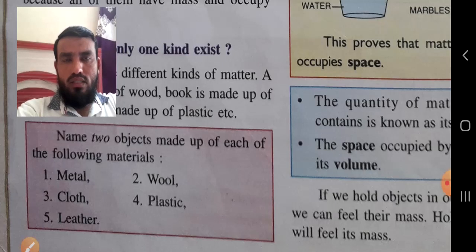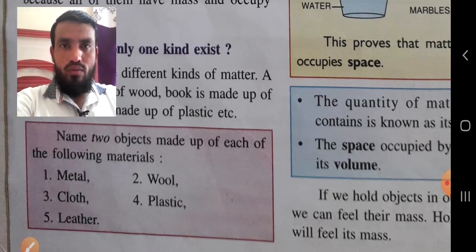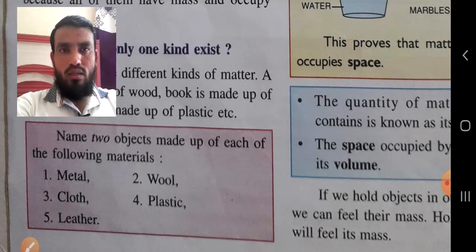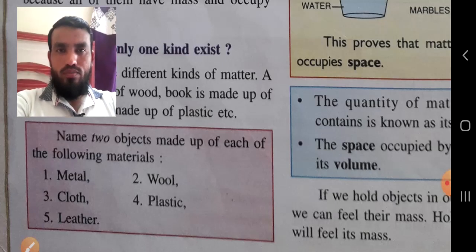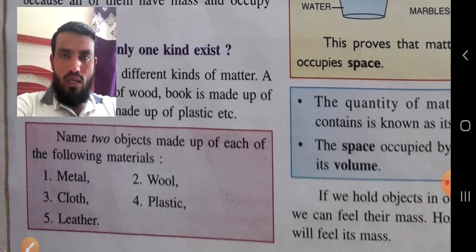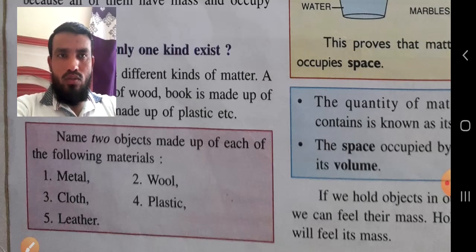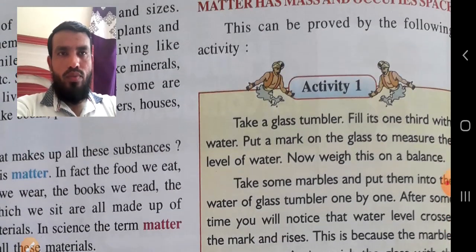and 2 from leather. So whatever things you are using in your day-to-day life that are made by this kind of material, you can write. For example, if you have to write an example of metal, what things are made by metal? You can write your chair, which is sometimes made by metal, or sometimes your doors. Whatever things are made by metal, you just write, and again for wool, cloth, plastic, leather. So that is the activity for you.